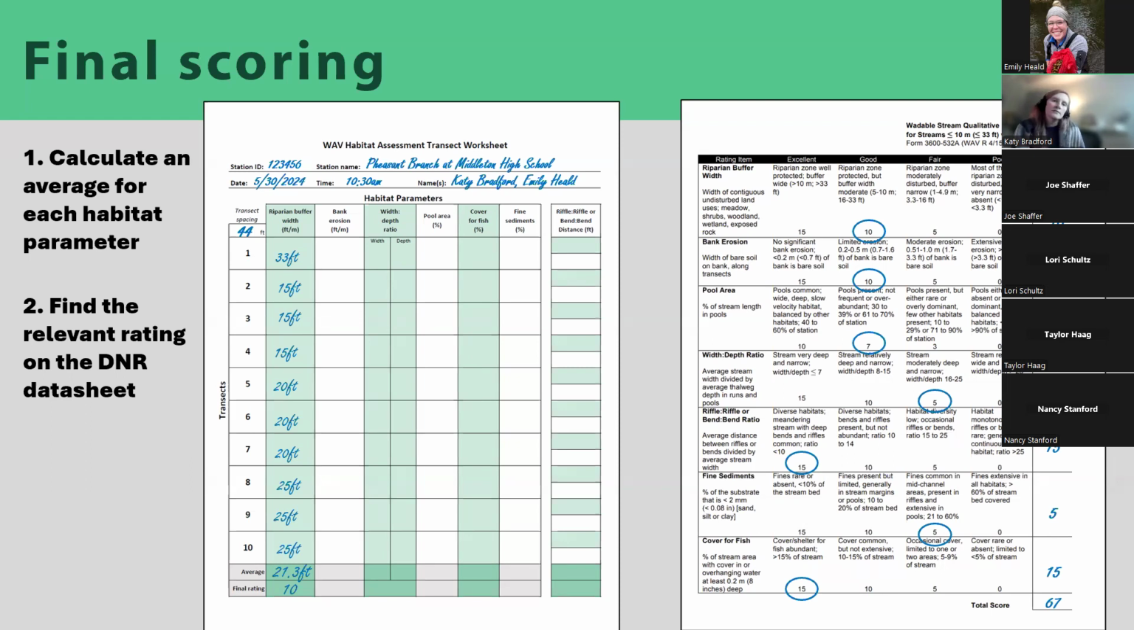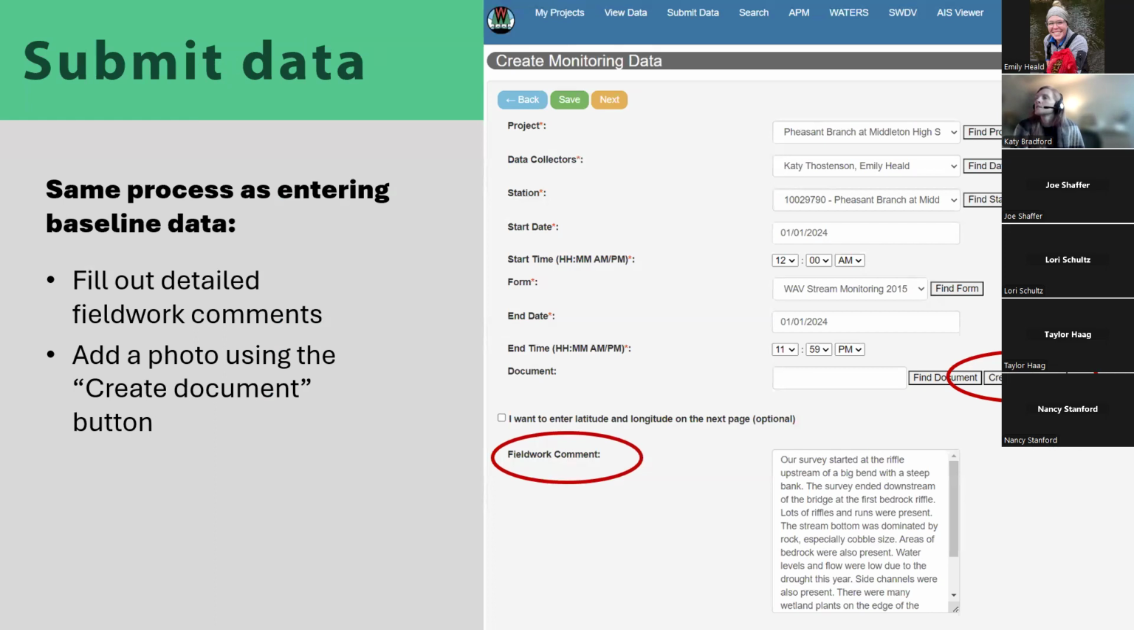So you're going to do this for each of your parameters with your partner once you're done, and then you add those up and you have your final rating. To submit the data, you go into SWIMS just as if you're submitting baseline data. It's actually just one of the last pages on the WAV form in SWIMS. So just as usual, you're going to add your data collectors, who you went out with, your station ID, the start date, time, all of that.